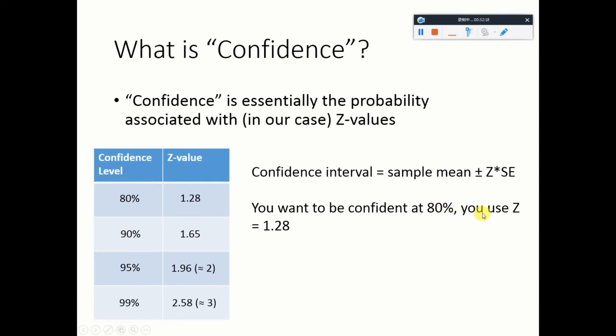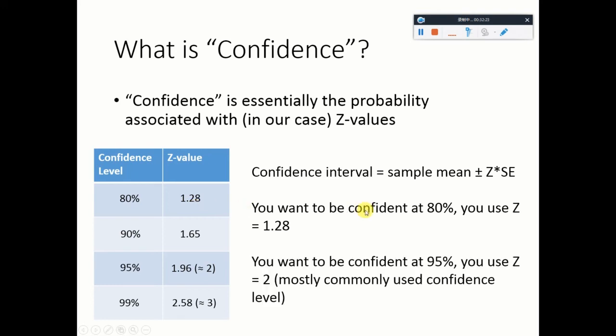So then you will use accordingly a z-value of 1.28. But if this result is very important, you want to be more confident with your estimation, then you will choose a higher probability level. Then you will use z equal to 2, and this is indeed the most commonly used confidence level. Okay, so that's how we choose confidence levels and the z.